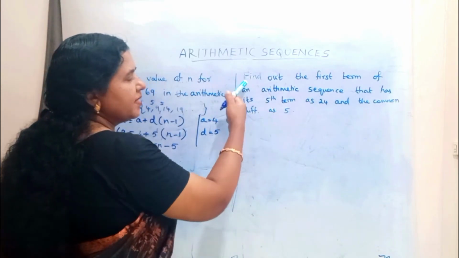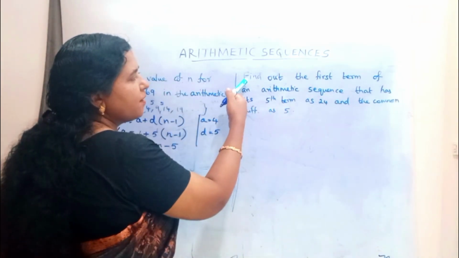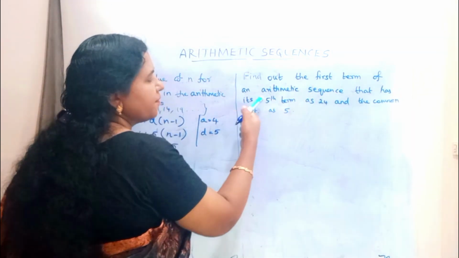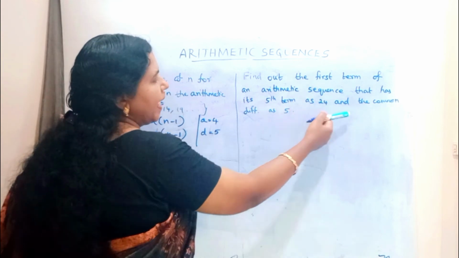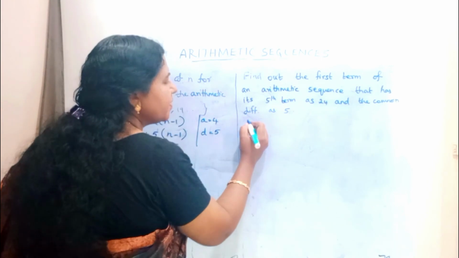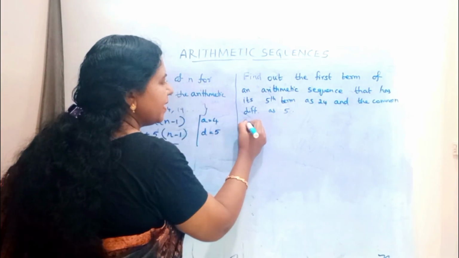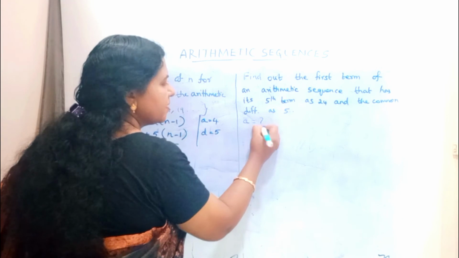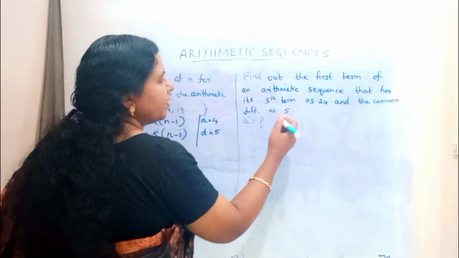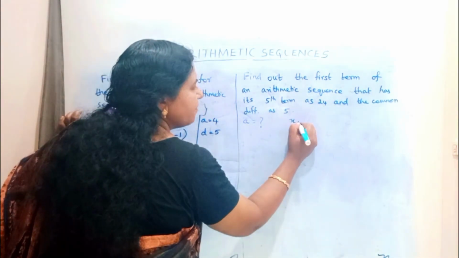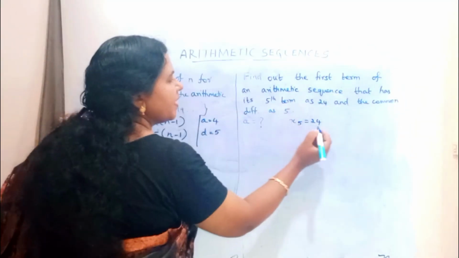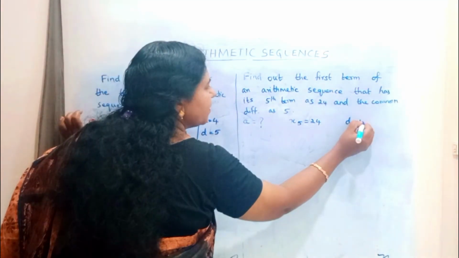Okay, now the next, you can see this example. Find out the first term of an arithmetic sequence that has its fifth term as 24 and the common difference as 5. So here we are asked to find out the first term. First term is nothing but A. So A is asked, we have to find out. And fifth term is equal to 24. It means x5 is equal to 24. And the common difference is equal to 5. So D is equal to 5.